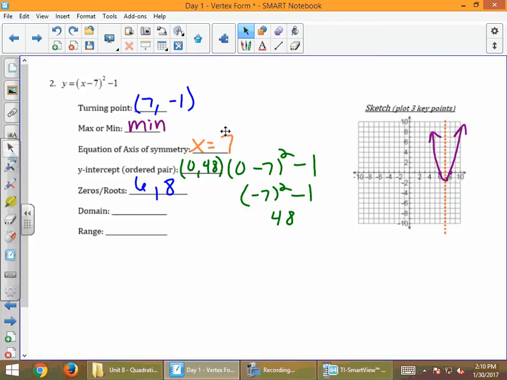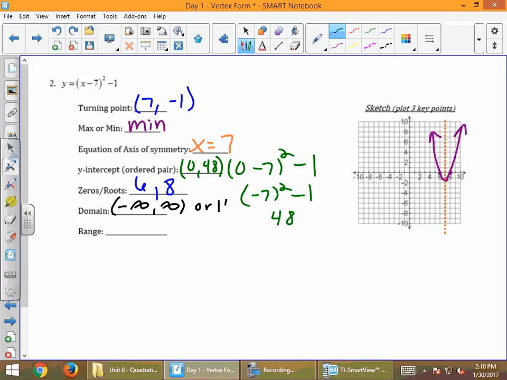Solid line that goes right through that vertex. That's your axis of symmetry, cutting that parabola right in half. Okay, so what is the domain? It's going to be the same for all quadratics. What's our domain? Yeah, negative infinity to positive infinity, or you might see it as all real numbers.